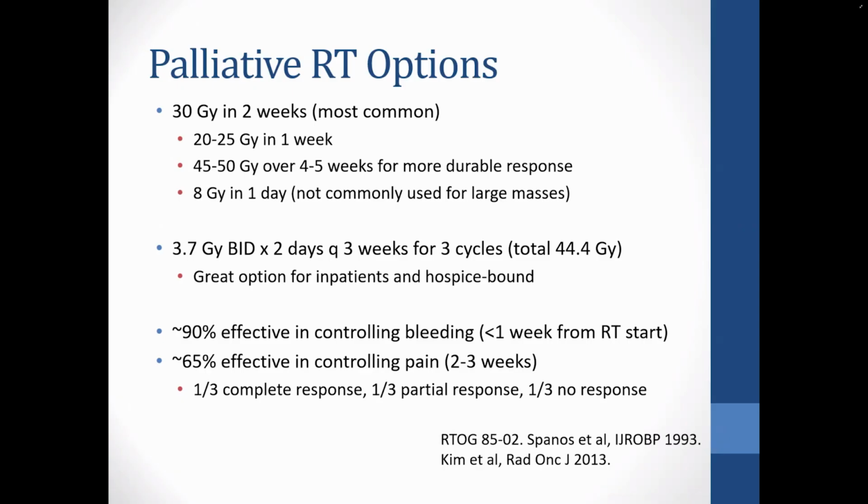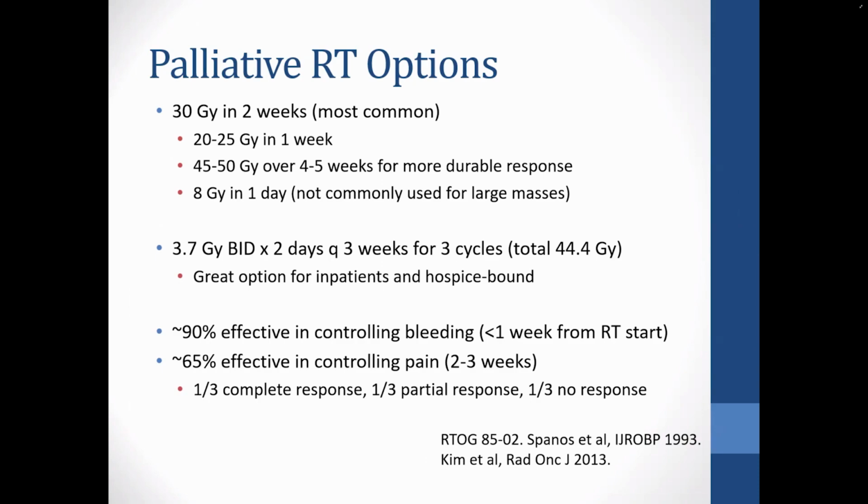Another regimen that can be used is 3.7 gray given twice daily, once in the morning, once in the afternoon. This can be given 2 days in a row, every 3 weeks for 3 cycles. This is a great option for inpatients and those that are hospice bound. So we occasionally will use this regimen.